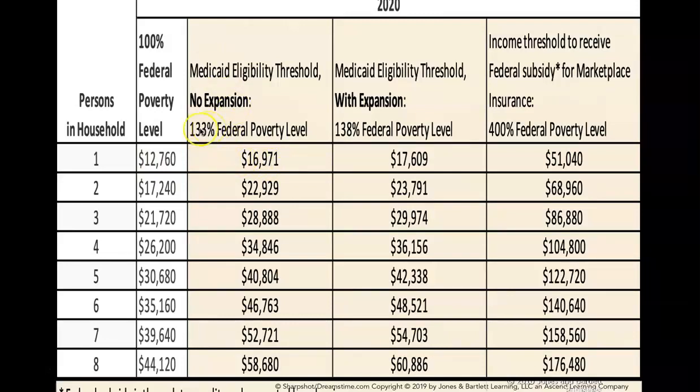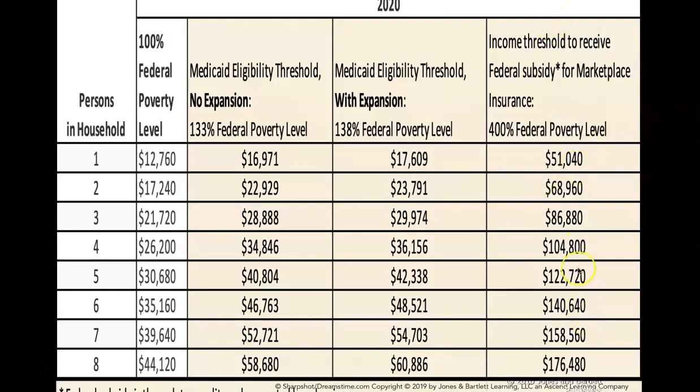You're allowed to earn 33% more and still qualify for Medicaid, or 38% more than this to qualify for Medicaid if you live in a state that has expanded its Medicaid program. This is for the marketplace. This is if you have to buy your own health insurance in the marketplace in Obamacare.